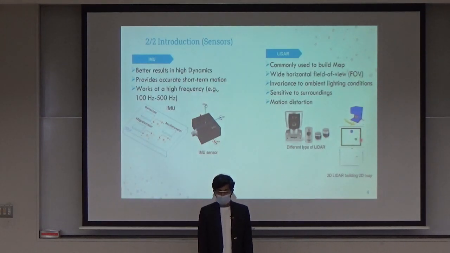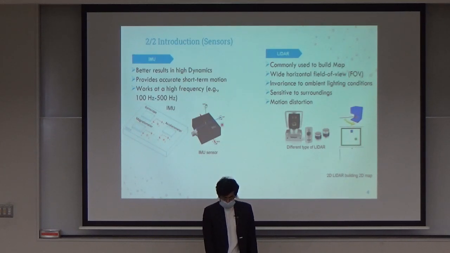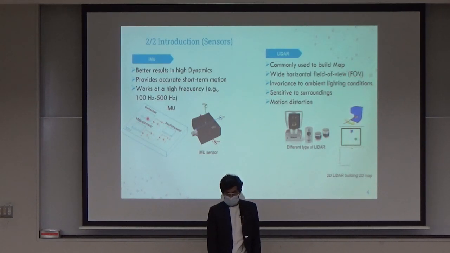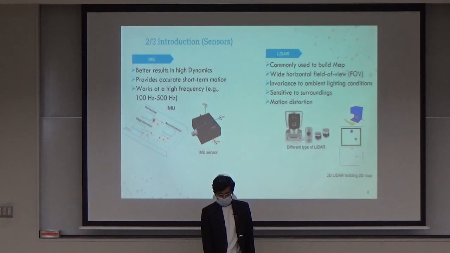Here we use 2 different kinds of sensors. One is the IMU, which is the Inertial Measurement Unit. This sensor consists of 3 sensors. One is the accelerometer, which measures the accelerations. Another is the gyroscope, which measures the angular velocity of the body, and the third is the magnetometer, which measures the magnetic field. These sensors provide very accurate short-term motions, and they can give very high frequency data.